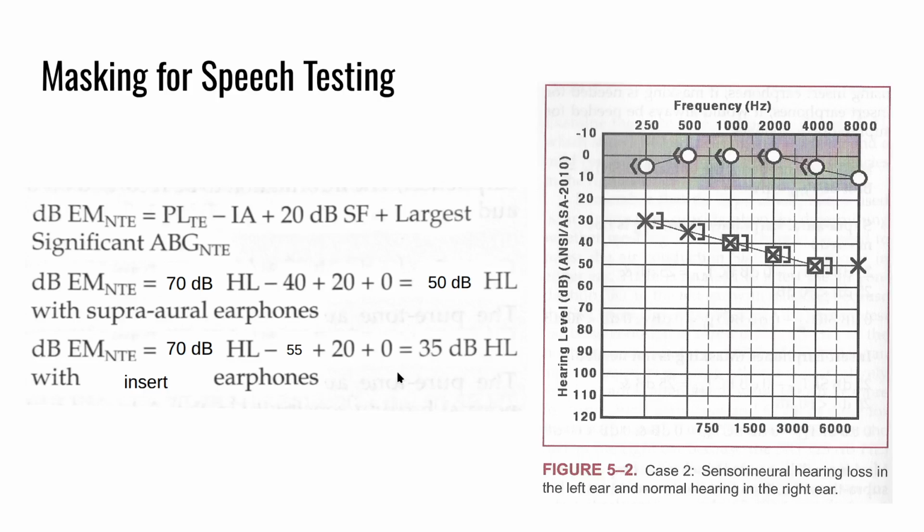Let's see if that's what the formula breaks out to be. 70 minus 40 is 30, plus 20 is 50. So that's what I just mentioned a moment ago. Although with inserts, we can use a lower masking level if we choose to do so. 70 minus 55 plus 20 plus 0 is 35 dB HL. So we can use less masking. We don't have to, but we can use less masking in the right ear when we use inserts if we choose to do so. And usually less masking is preferred because you have a less central masking effect and less risk of overmasking.